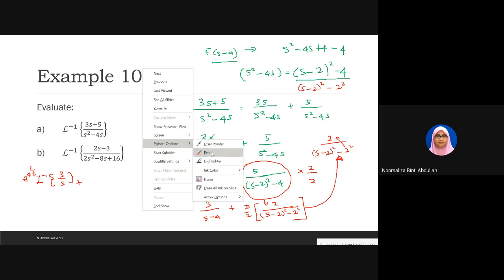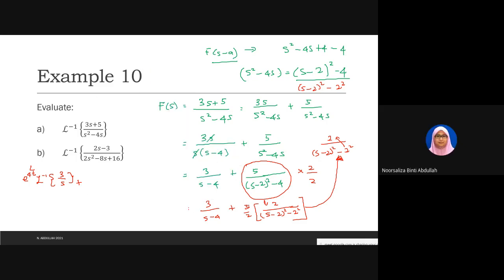Tambahkan dengan this one. This one kan? 5 over 2. Okay. And also you have an exponent. Exponent what? Exponent 2, right? This one you have S minus 2. So here exponent 2t. And then you can get the inverse of 2 over S square minus 2 square. Right. Okay. So your final answer will be exponent 4t.